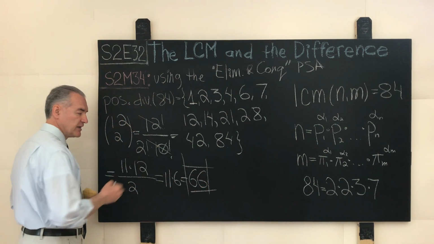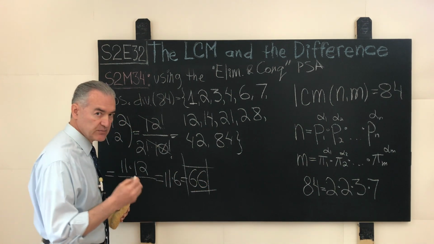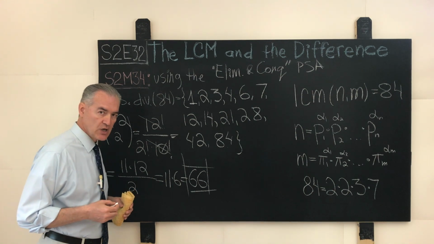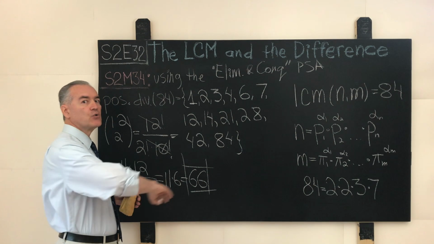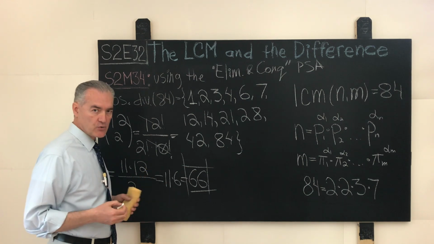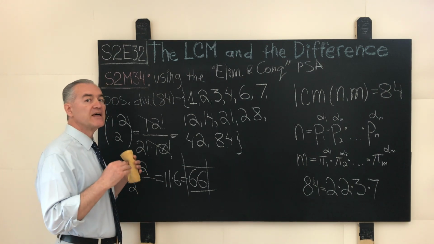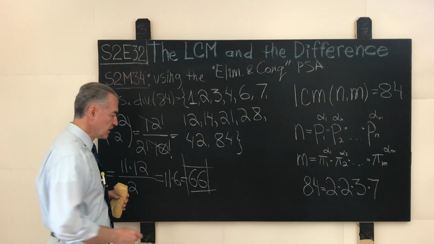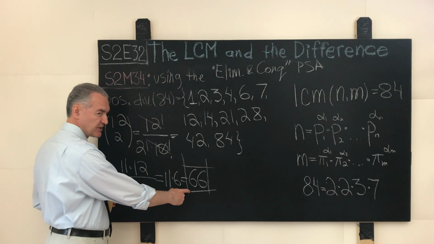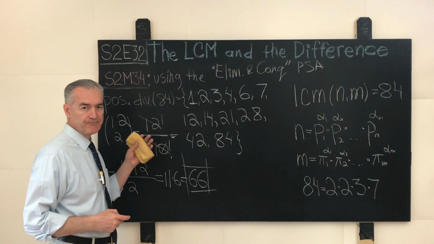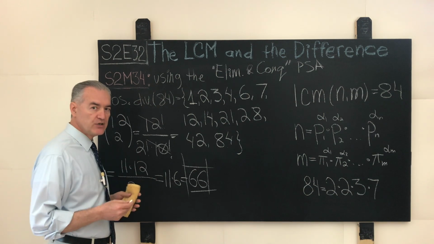We identified, according to the first step of the eliminate and conquer problem solving approach, all our suspects. We rounded up all our suspects, so to speak. We now know the size of the suspect pool. 66 suspects are in our suspect pool to begin with.